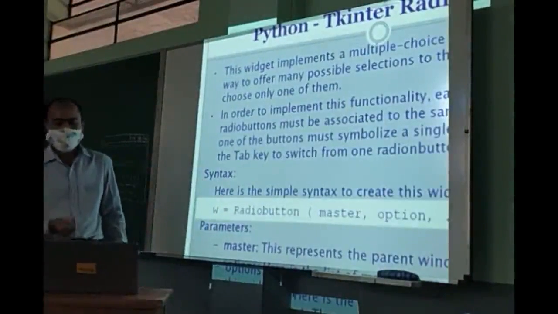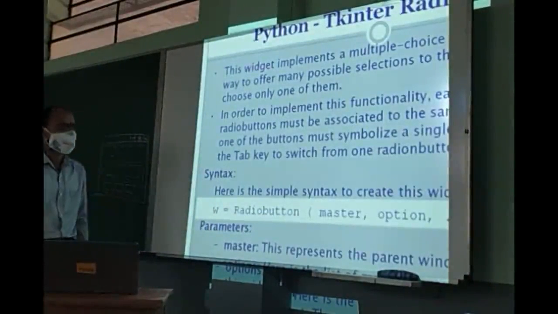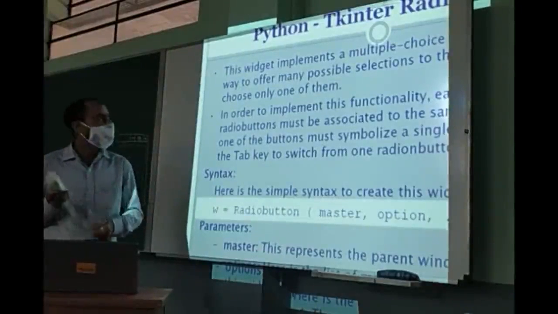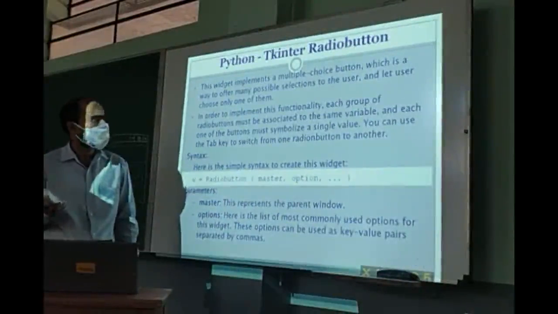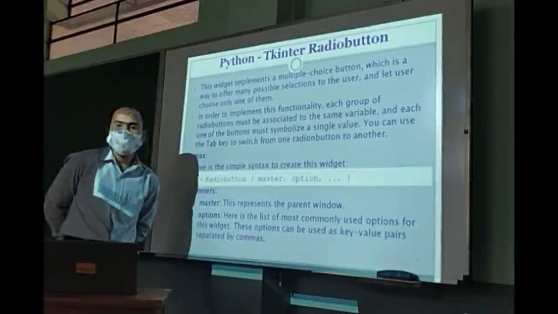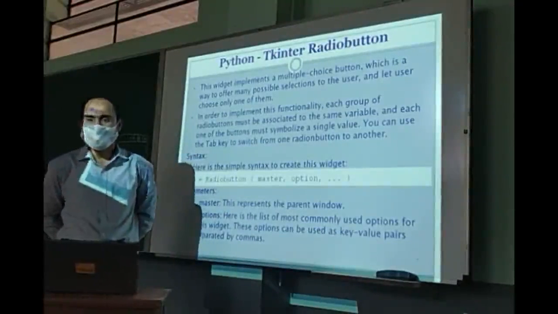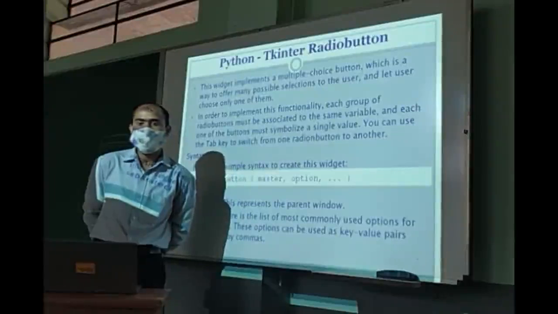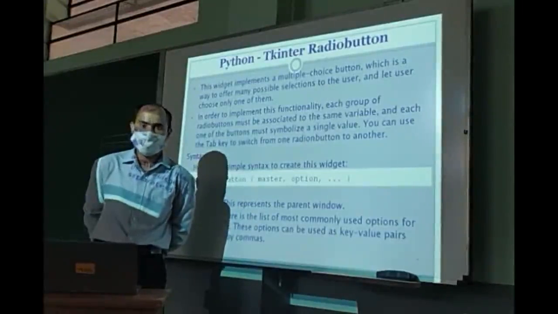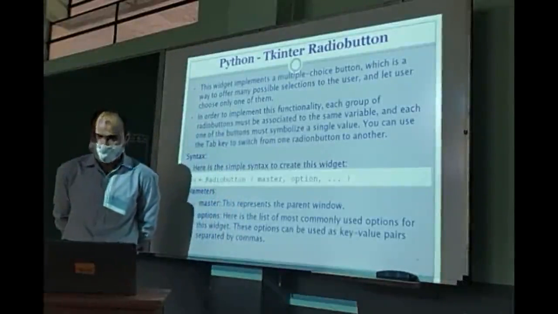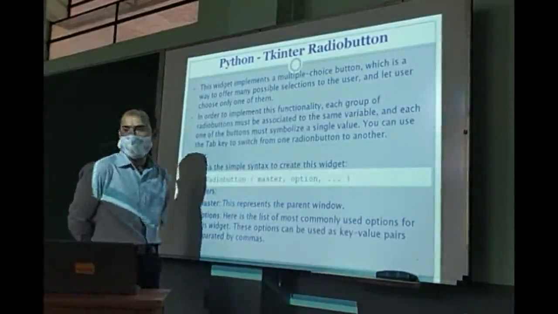Okay, next is the tkinter radio button. The radio button widget displays a set of radio buttons from which only one button is selected at a time. The purpose of using radio buttons is the same as we studied in Java Swing. When you want to display multiple items and the user has to select only one from a list, you can go for radio buttons.